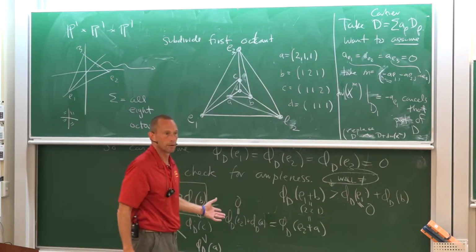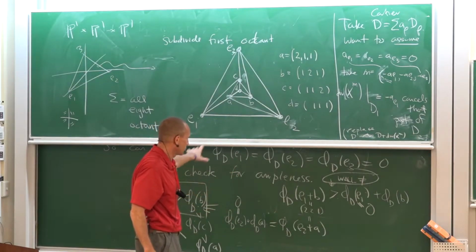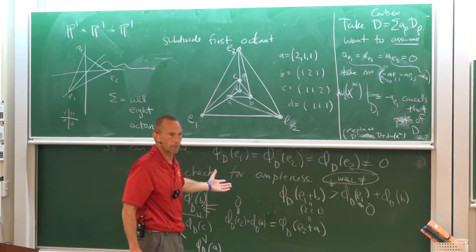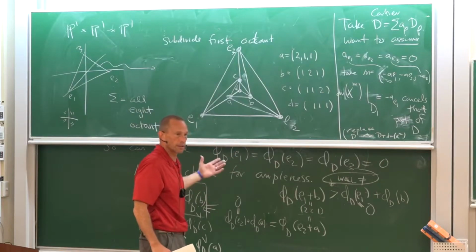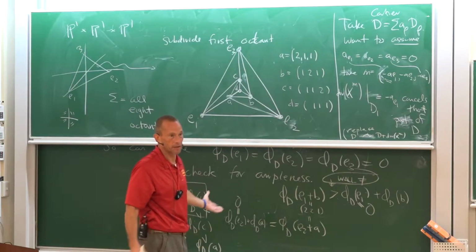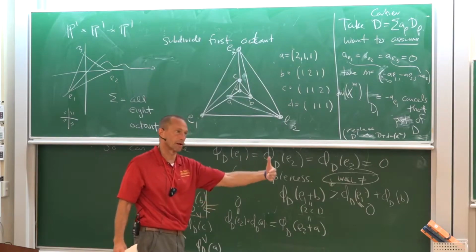So what's the point? The point is that this is the criteria for an ample divisor. I get a contradiction. I can't have any ample divisors. And if I can't have any ample divisors, that means that there's no maps to projective space.